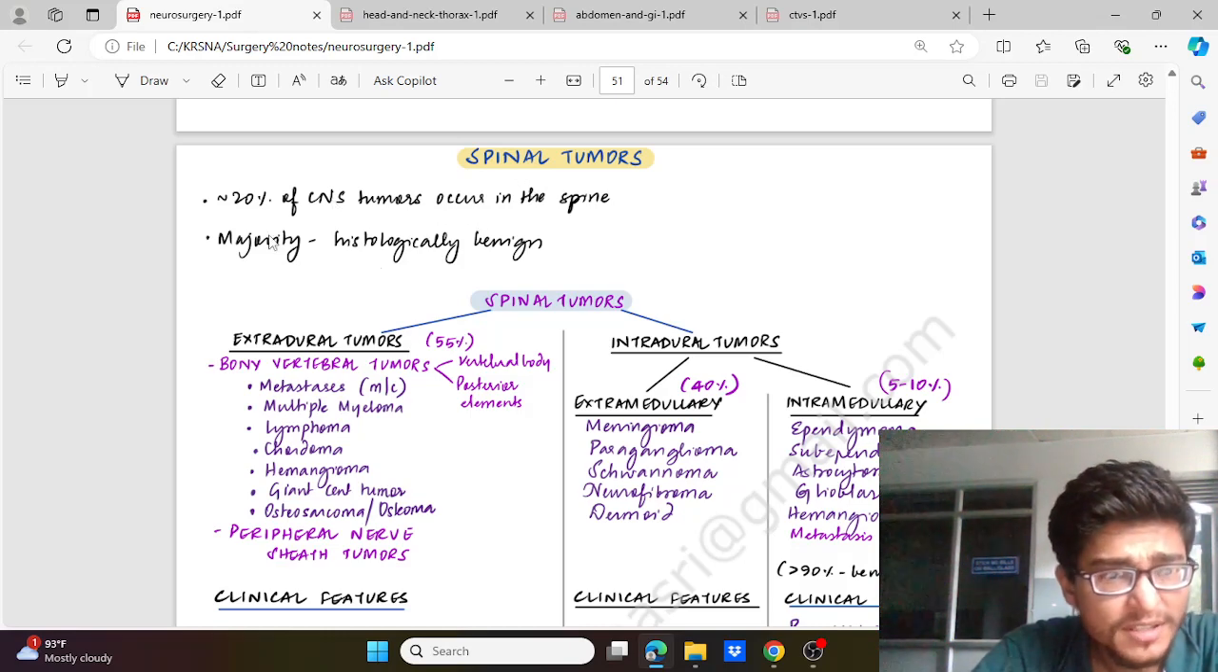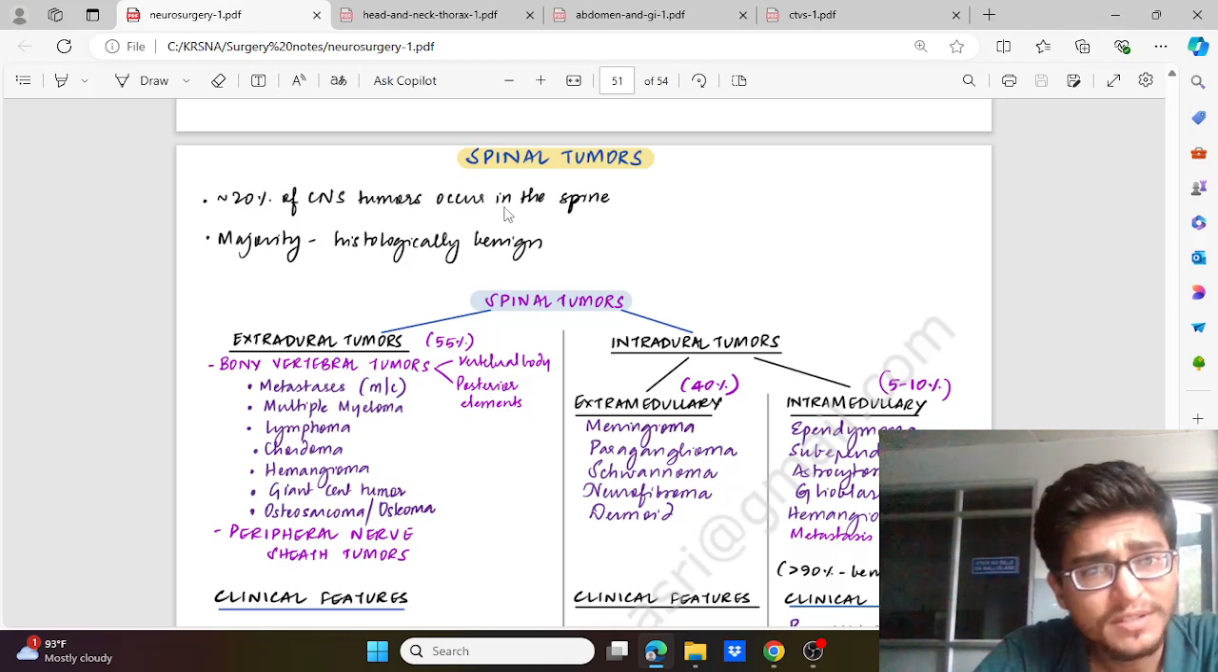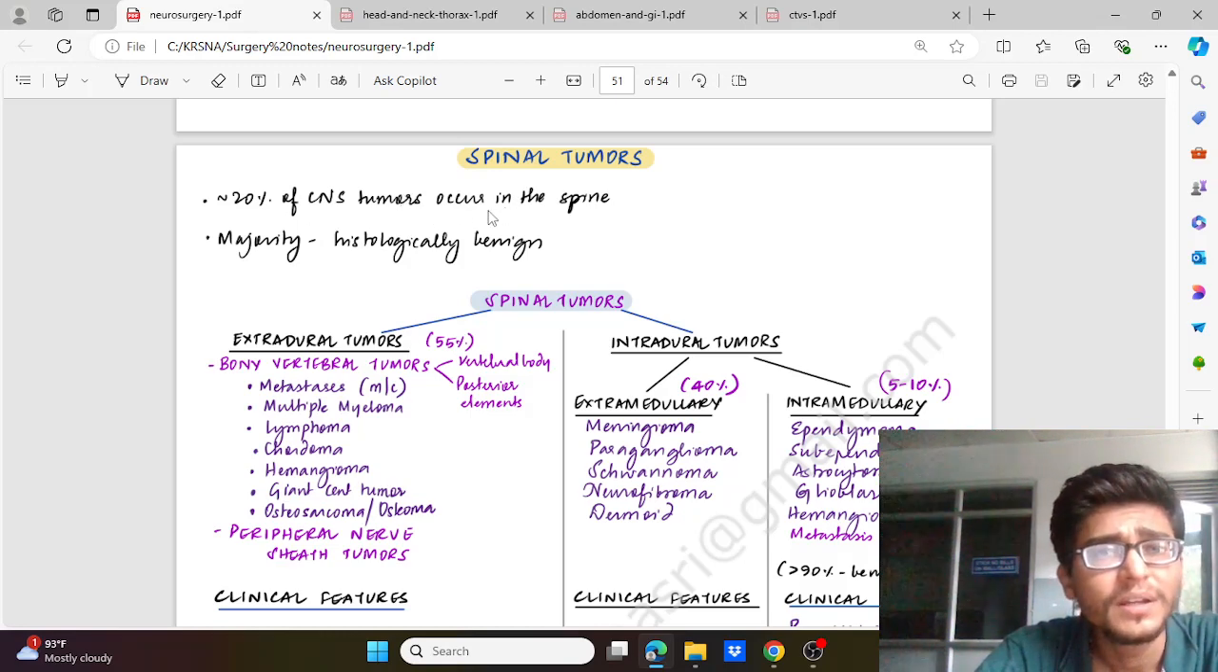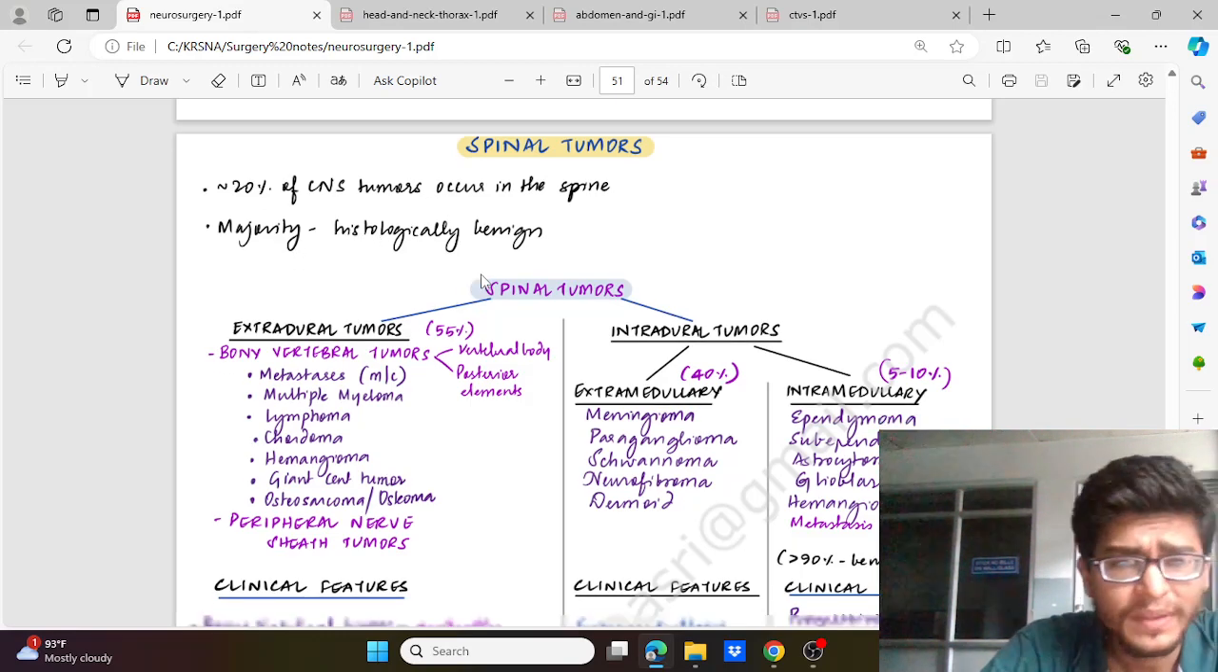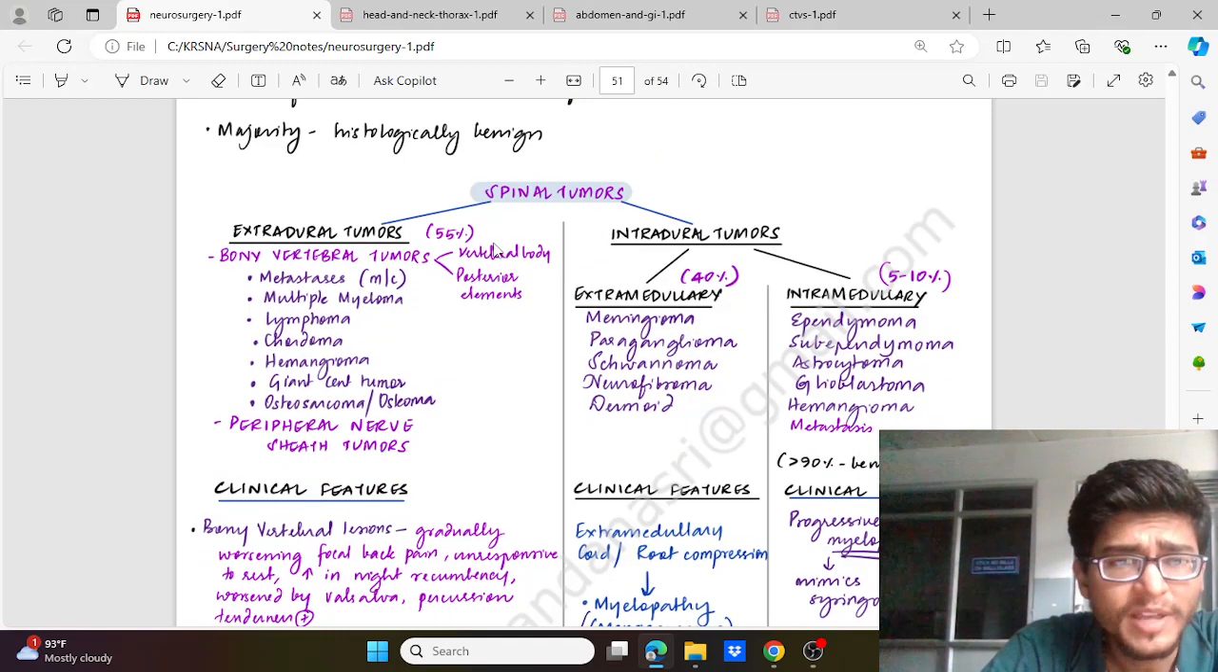So spinal tumors, these are 20% of the CNS tumors and these occur in the spine. Majority of these are benign in nature. So to classify them, they could be extradural or intradural. Most of them are extradural.